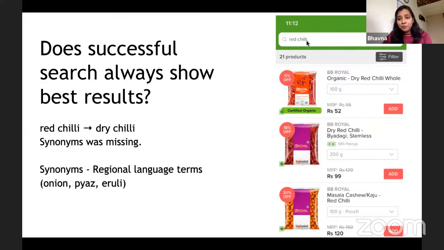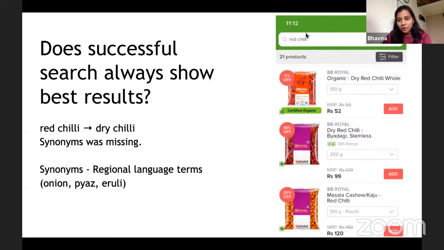I'll give you this example here. If you see this example on the right, let's say I searched for red chili maybe 6 months back on Big Basket. What I was seeing was this product. When I searched for red chili, the first result that I saw was BB Royal Masala Cashew Red Chili.